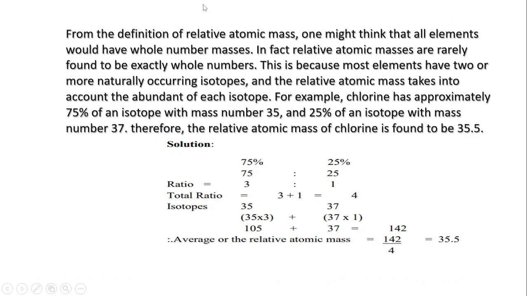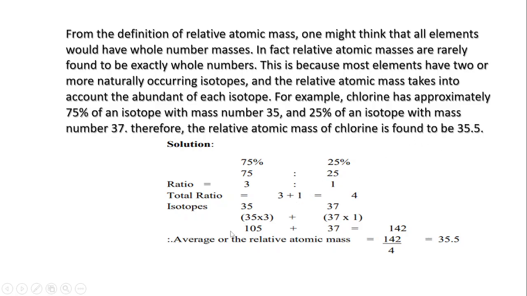Now, from the definition of relative atomic mass, one might think that all elements would have whole number masses. No, in fact, relative atomic masses are rarely found to be exactly whole numbers. This is because most elements have two or more naturally occurring isotopes, and the relative atomic mass takes into account the abundance of each isotope. For example, chlorine has approximately 75% of an isotope with mass number 35 and 25% of an isotope with mass number 37. Therefore, the relative atomic mass of chlorine is found to be 35.5.